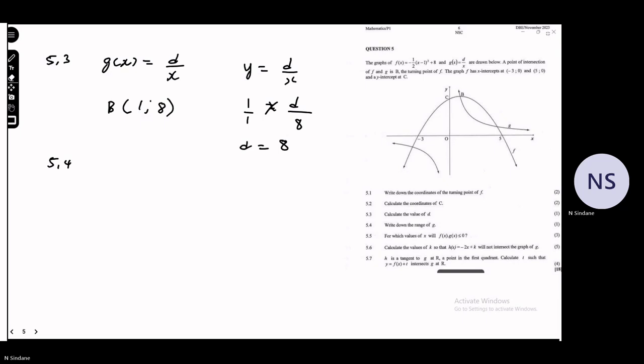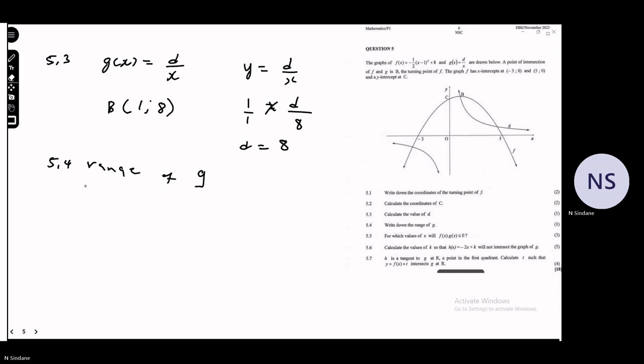Write down the range of g. So they're looking for the range of g. How do I now determine the range of g? Range, this, if you look at this very carefully, this represents your what?